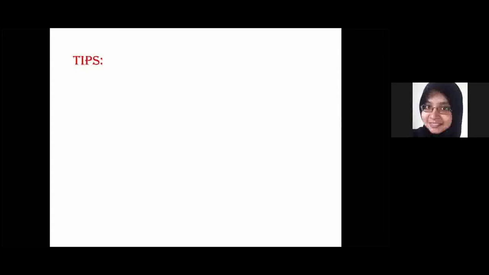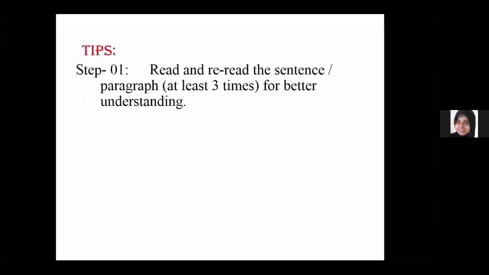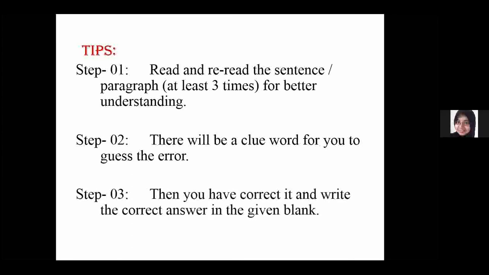Now, if you want to do this question successfully, I would like to present some tips. The first step is to read and reread the sentence or the paragraph for better understanding. It is always advisable to read at least 3 times. Then you will get a clear picture of the paragraph, and you will be able to find the clue word to guess the error. The next step is to correct it and write the answer in the given blank.